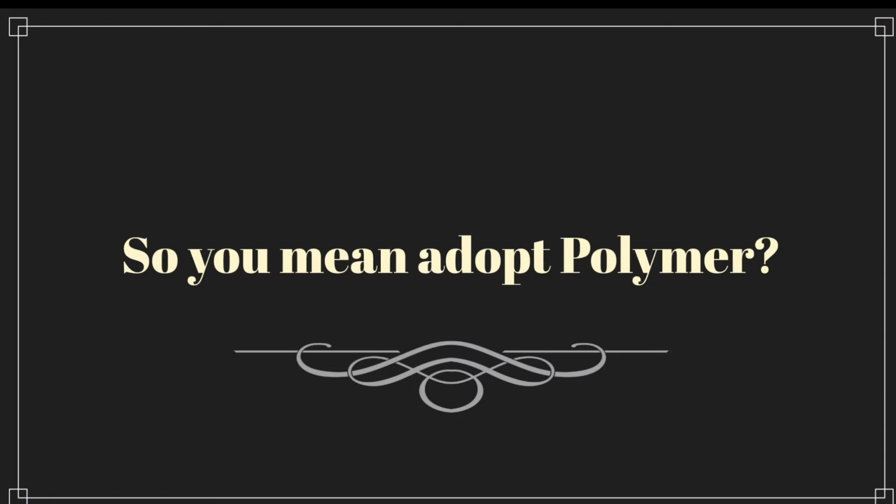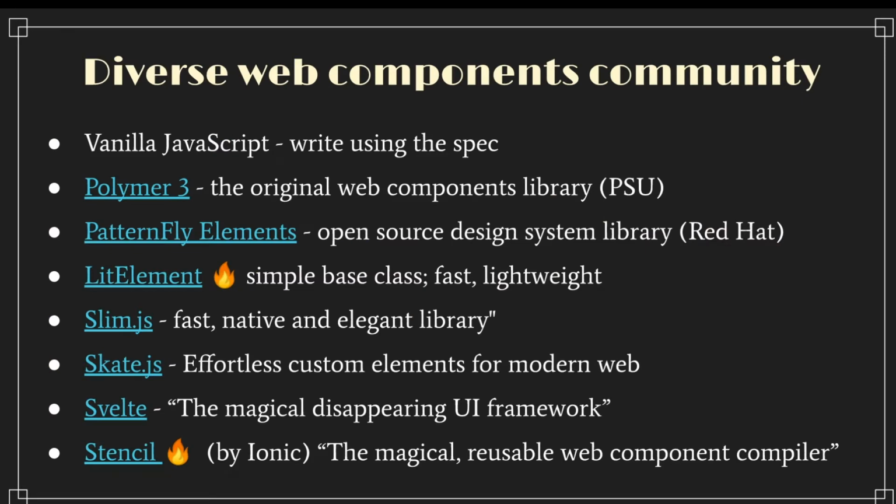So what you're saying is adopt Polymer, which is a legitimate criticism over the years. Polymer is an element library developed by Google to help you build web components faster. And so forever, a lot of React people just said, well, there's Polymer, so you're saying use a Google product instead of a Facebook product? Well, no. There's a really diverse web components community.